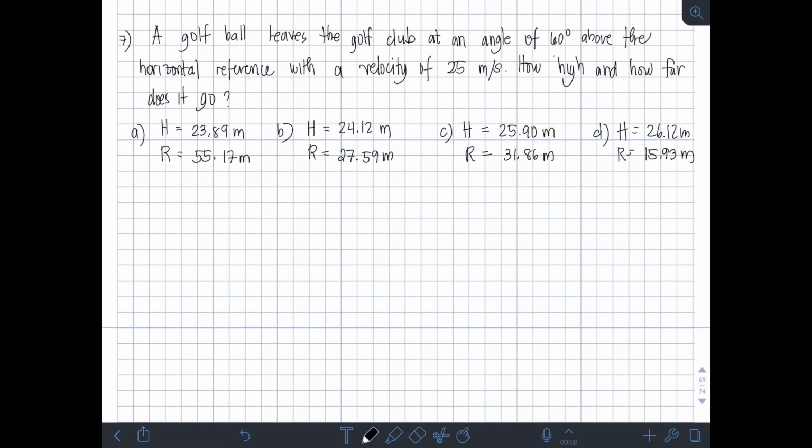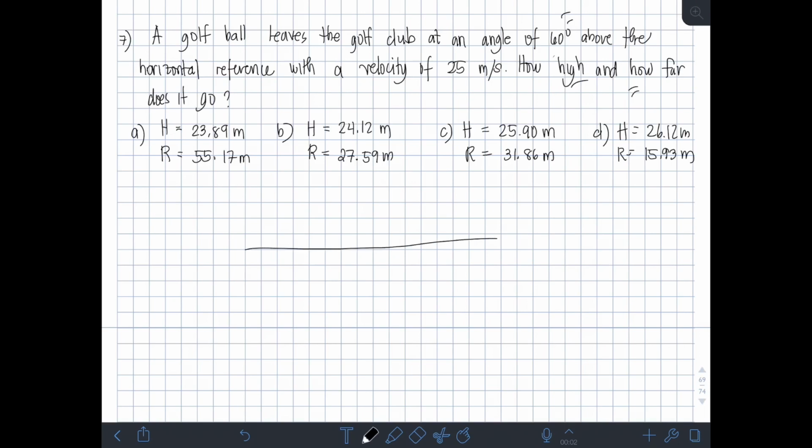Next, we have a golf ball leaves the golf club at an angle of 60 degree above the horizontal reference with a velocity of 25 meter per second. How high and how far does it go? Okay, so projectile motion again. Kasi mayroong angle with respect sa horizontal yung pag-release ng ball na 60 degree. So, hanapin natin yung maximum height at yung maximum distance.